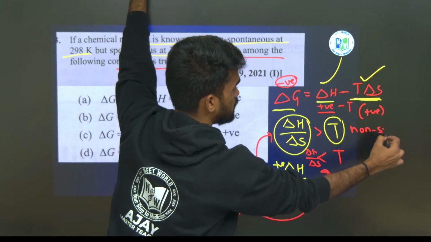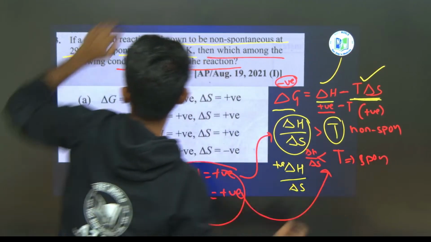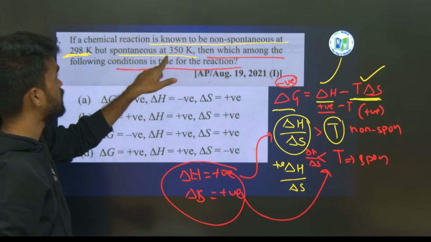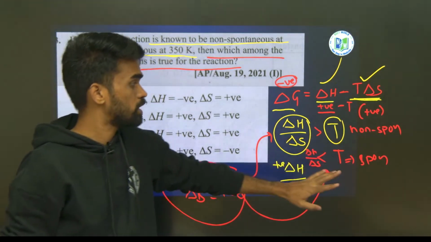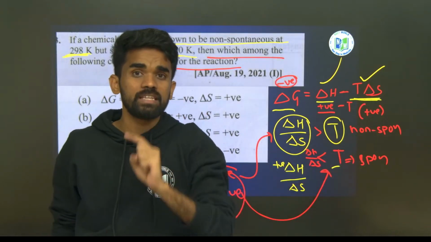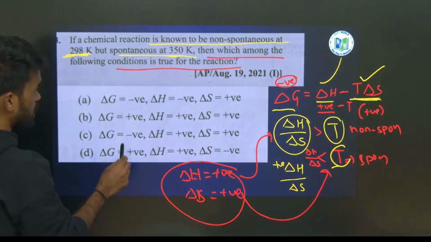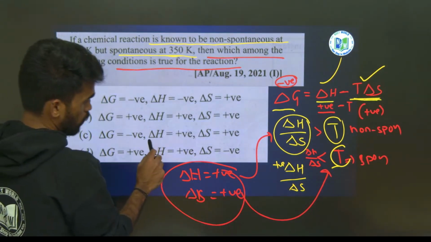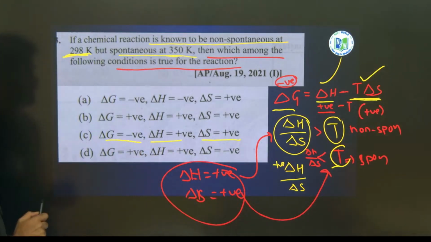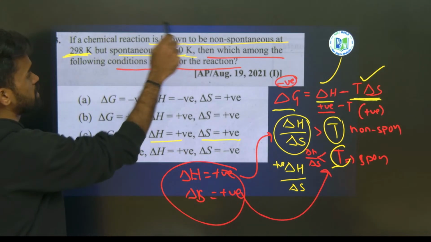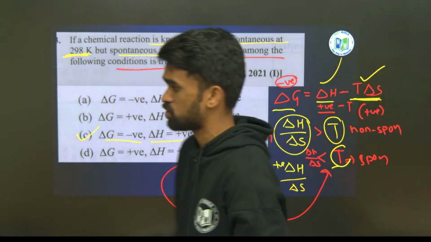See, as per the data they provided, this is the scenario now. At low temperature 298 it is non-spontaneous, but by increasing to 350 Kelvin it is becoming spontaneous. It means high temperature favors the reaction. This is the condition: delta H is positive, delta S is also positive, so delta G becomes negative at 350. So what is your answer for this? Option number C will be the perfect answer for this question, right?